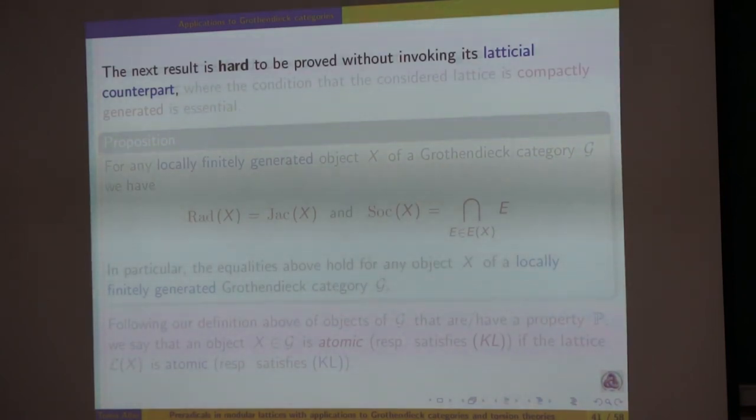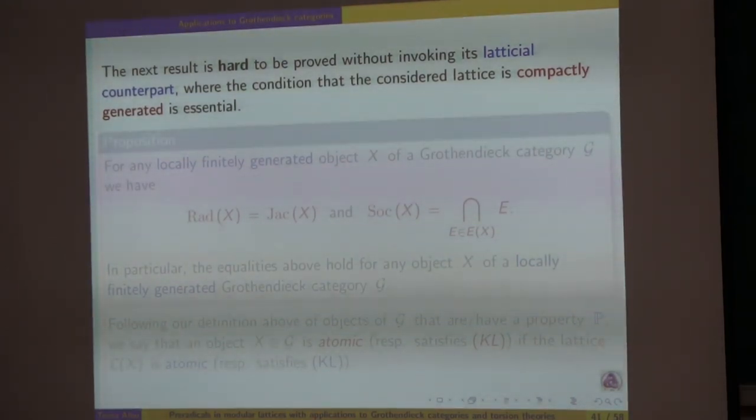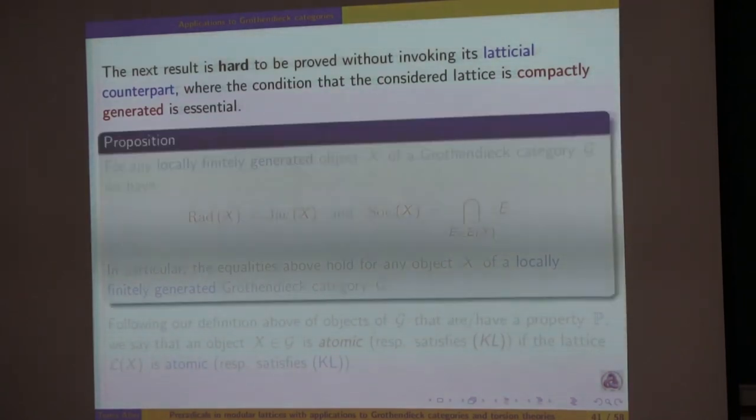The next result is hard to prove without passing through the lattice counterpart. This condition of being compactly generated is essential. Sometimes researchers say that for a Grothendieck category it is the same thing as for modules, mutatis mutandis, but that may be wrong. In the next talk, I will show you one such example. The next statement is not true in general.